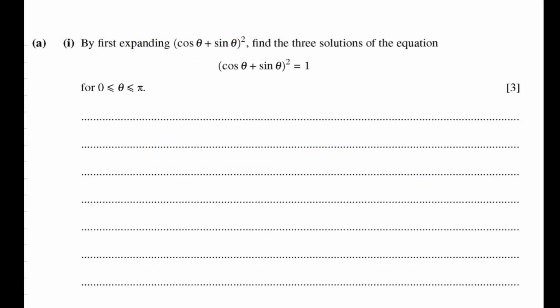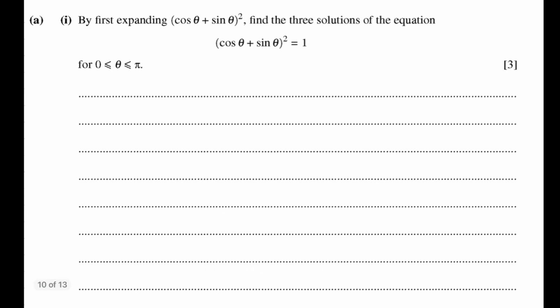Okay guys, let's move on to the next question, which is about calculation problems. So here we have the first question, (a)(i). By first expanding (cos theta plus sin theta) squared, find the 3 solutions of the equation (cos theta plus sin theta) squared plus 1 equals 1, for theta in between 0 and pi. So we are given a clue. We need to expand (cos theta plus sin theta) squared.